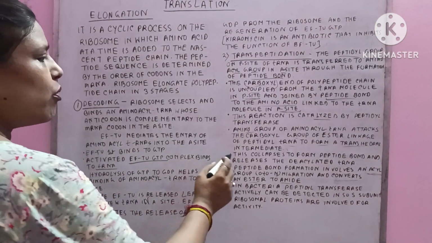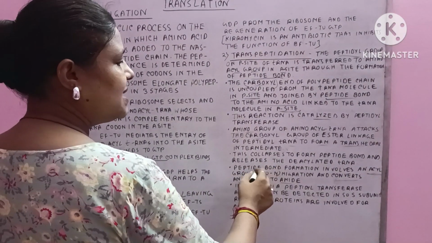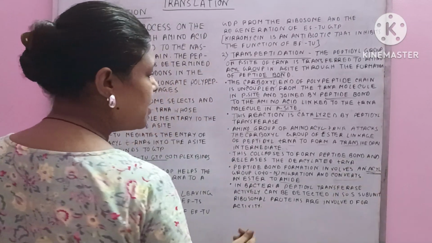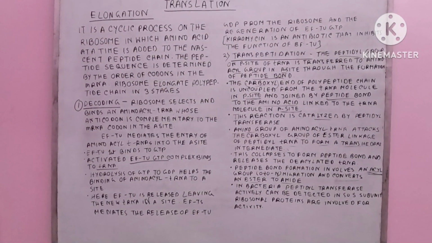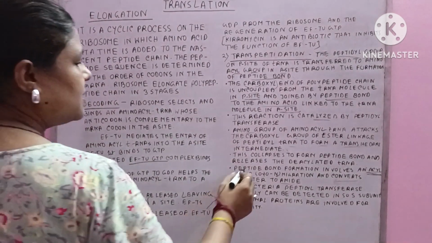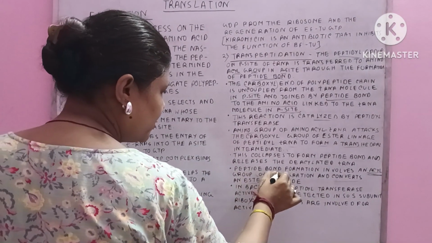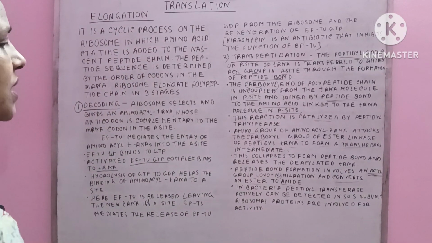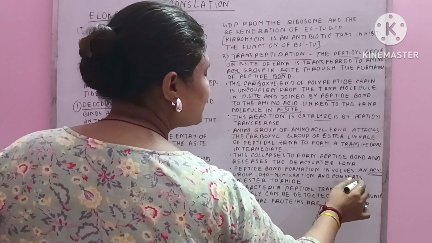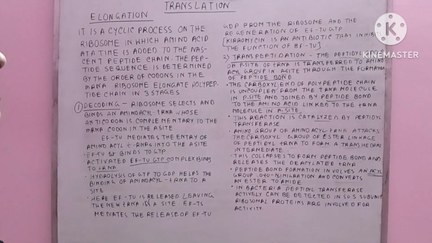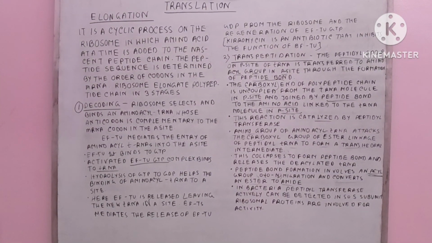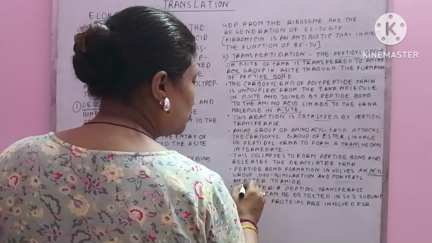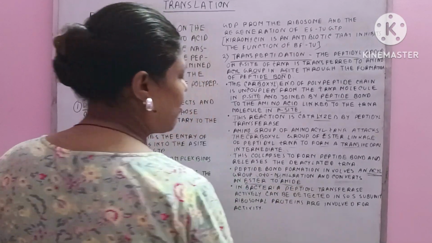That means peptide bond formation involves what? It involves an acyl group. The acyl group is that the bond formation between the O and N, and here the transference occurs, which converts the ester group into the amide group.